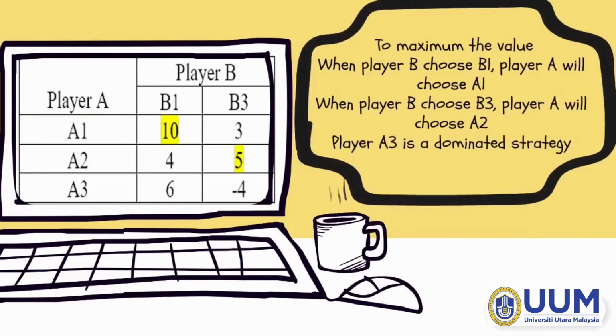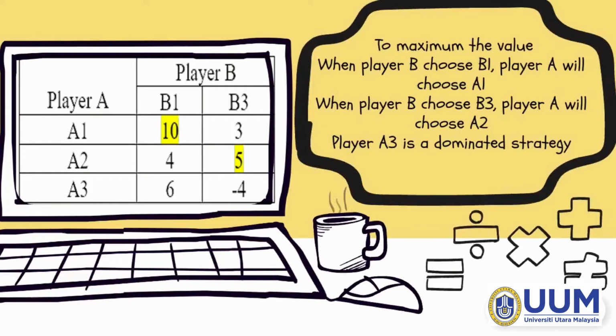To maximize the value, when player B chooses B1, player A will choose A1. When player B chooses B3, player A will choose A2. Player A3 is dominated, so we can delete row A3.